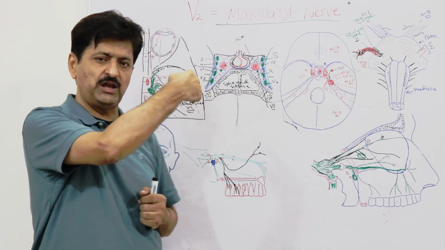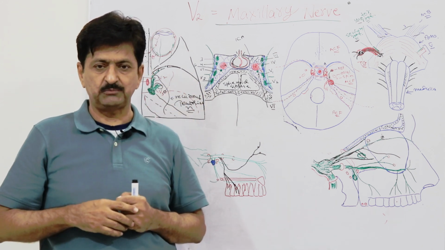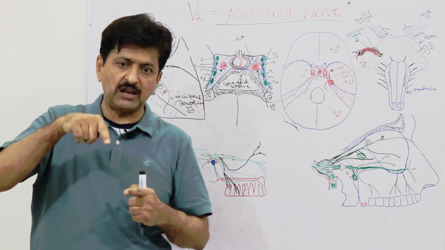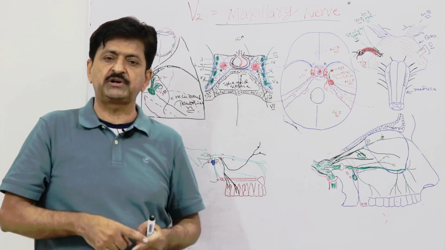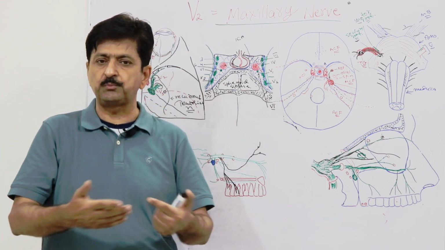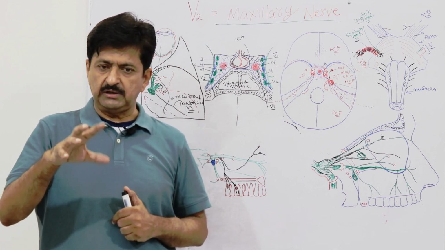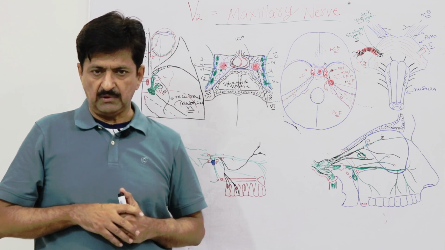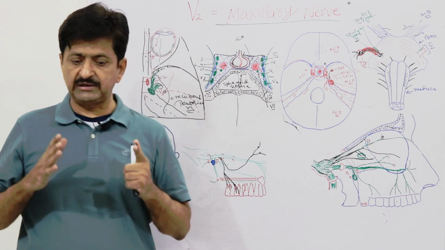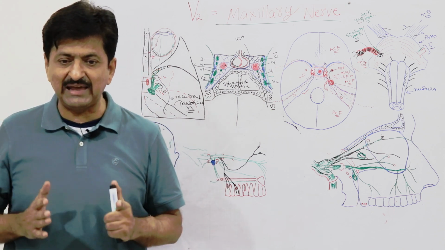In the pterygoid process we have this foramen, this is foramen rotundum. The nerve enters from the posterior wall of the pterygopalatine fossa through this foramen rotundum to become a content of the pterygopalatine fossa here.